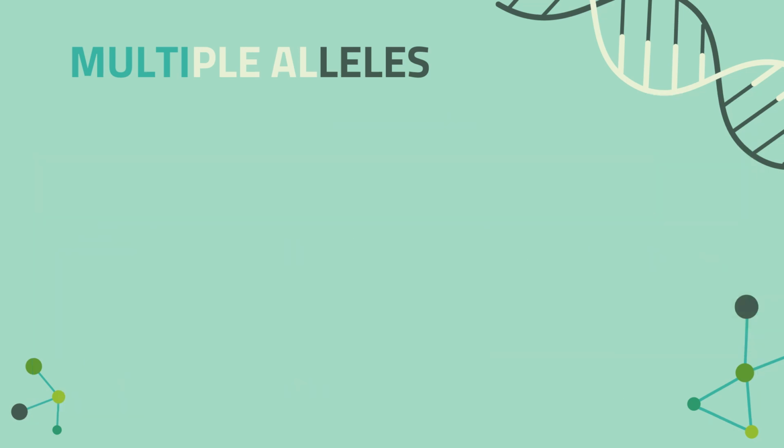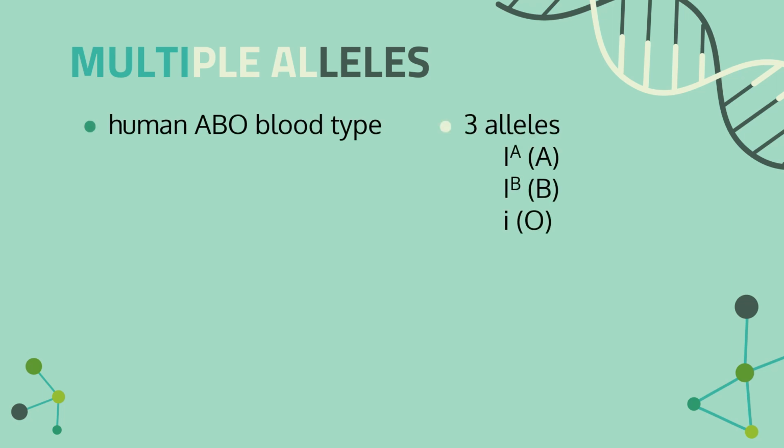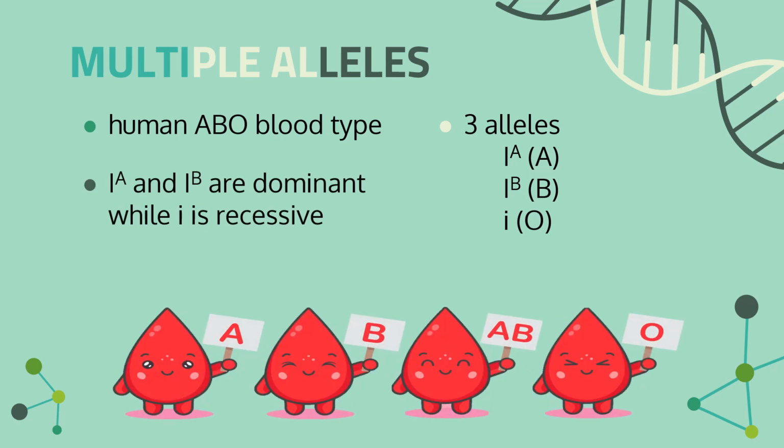Another example of multiple alleles is blood type. There are 3 alleles for blood type: uppercase I^A for allele A, uppercase I^B for allele B, and lowercase i for allele O. Uppercase I^A and uppercase I^B are both dominant, while lowercase i is recessive.